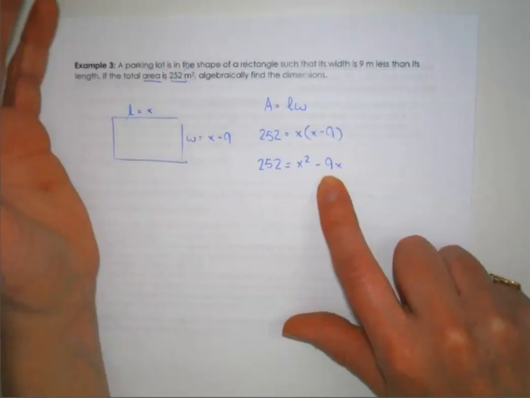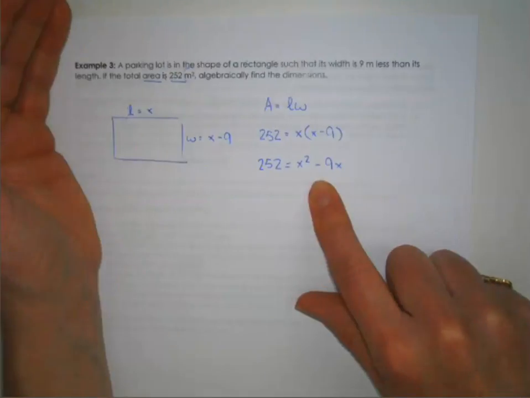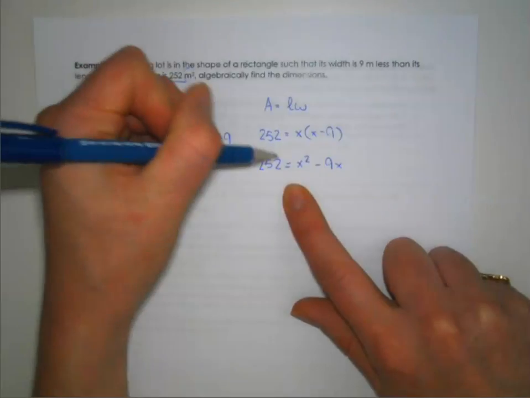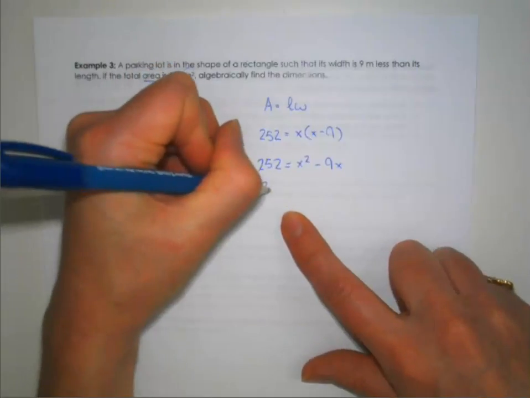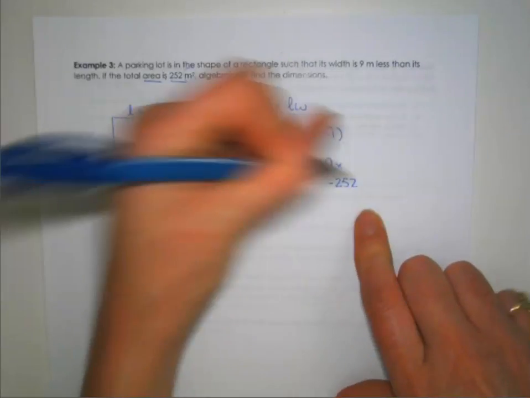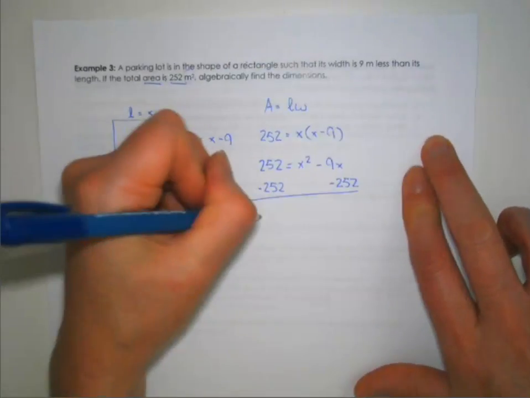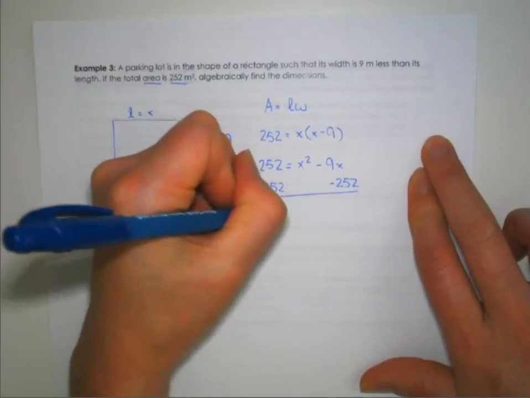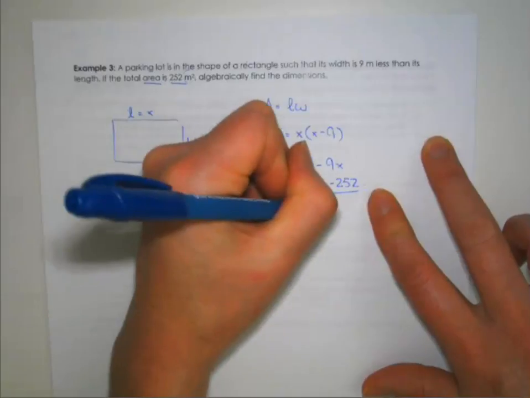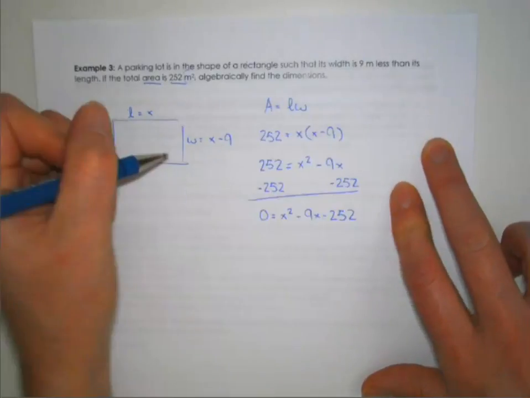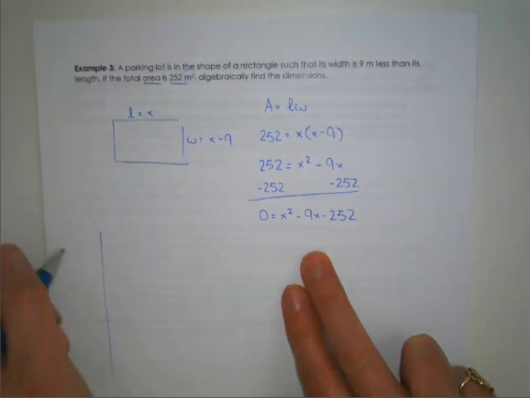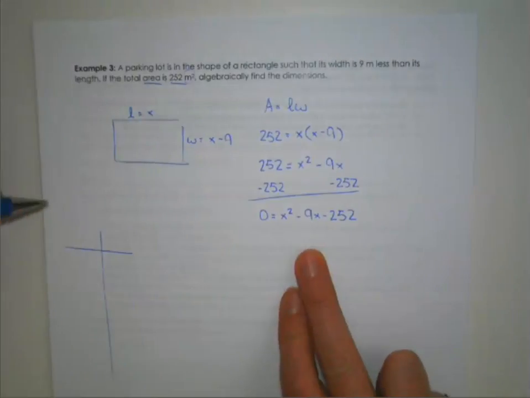Now, if I want to solve it, remember my equation always has to be equal to 0. So that means I want to get rid of this 252 on this side. So I'm going to do minus 252 from both sides of the equation. And that's going to leave me with 0 being equal to x squared minus 9x minus 252. Okay. Now here's where things get really tricky because we've got kind of a monster number there.